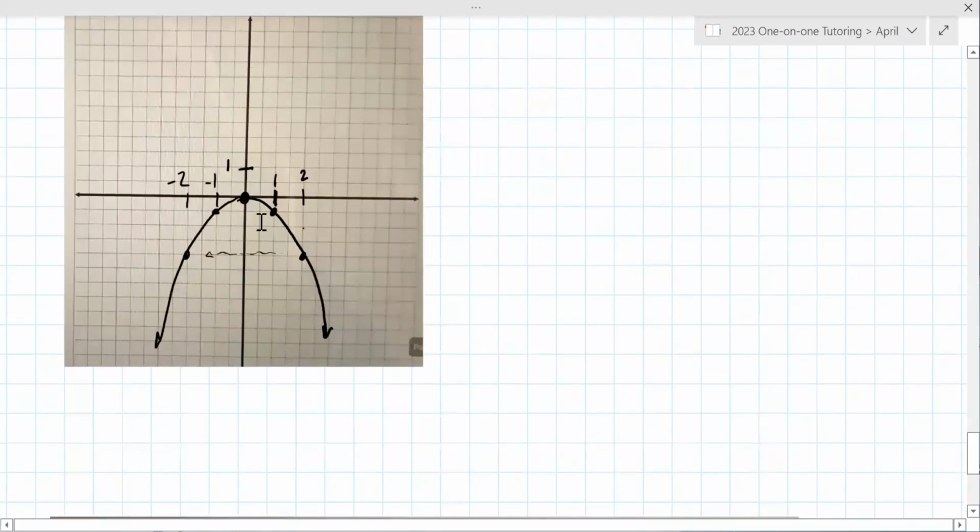Oh, wait, no. These are not intuitive. This is concave down.